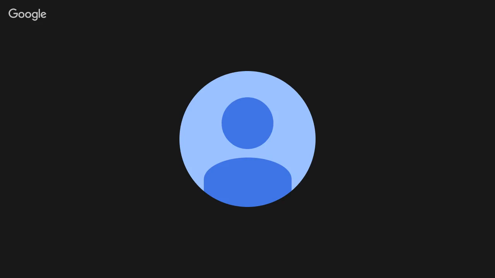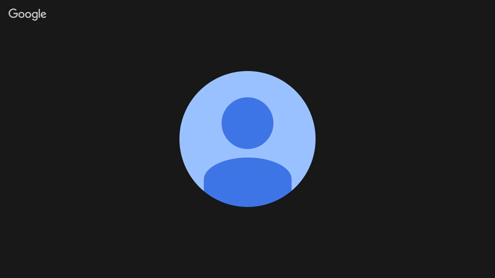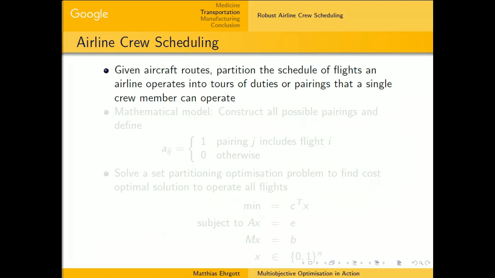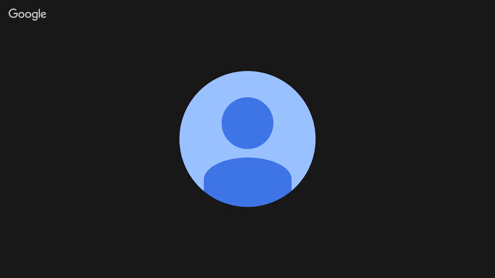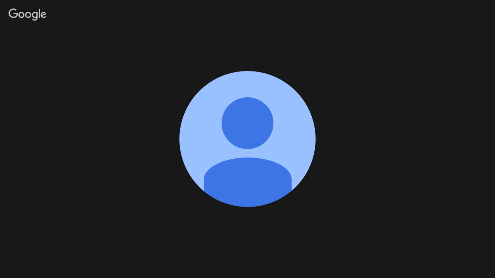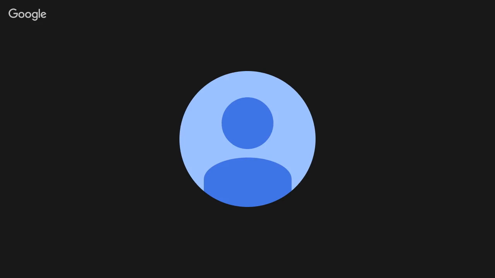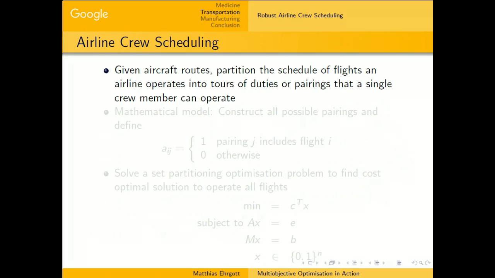So what is airline crew scheduling? The way an airline plans is first they design where they fly. So they design their flight schedule. Then they allocate aircraft to those flights. Now we know which aircraft is operating which flights, and of course that's a collection of round trips from the airline base and eventually back.